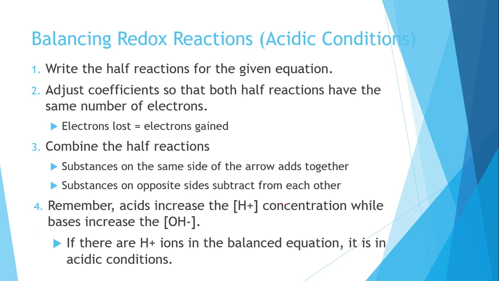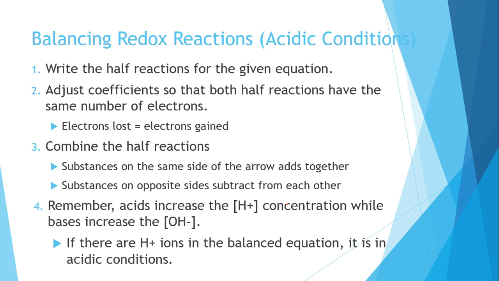Again, if you are struggling with those kinds of problems, please make sure that you ask because, like I said, step 1 is to write the half reactions for the given equation. Step 2, once you have the half reactions, we need to adjust the coefficients so that both of the half reactions have the same number of electrons.